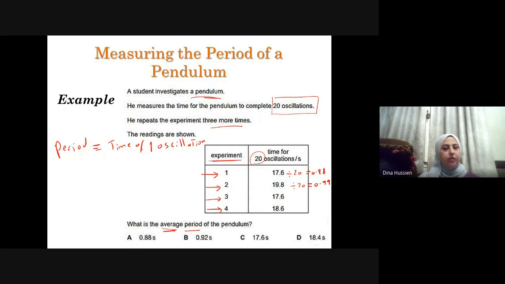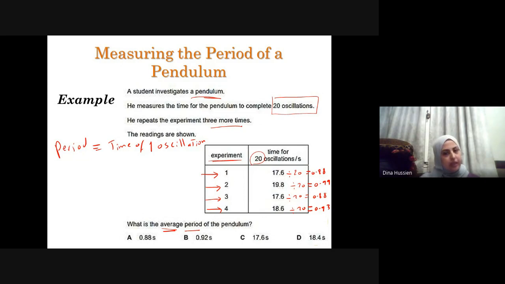What about 17.6? 17.6 برضه time of 20، هعملها divide by 20 فالانسر هتبقى 0.88. آخر مرة كانت 18.6، هعملها برضه divide by 20 فالانسر طلعت 0.93. فأنا عملت إيه؟ هو إداني التايم بتاع 20 oscillations 4 مرات، فأنا عملتها 4 مرات divided by 20 عشان أجيب التايم بتاع واحدة بس مش بتاع ال 20.